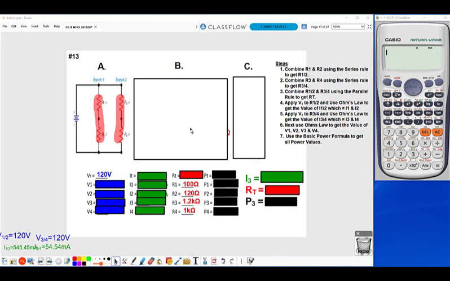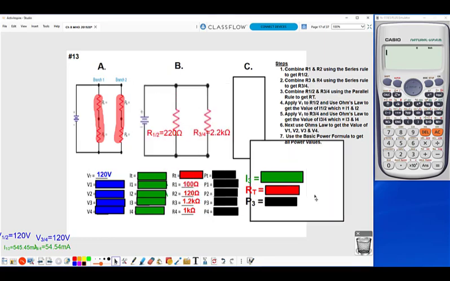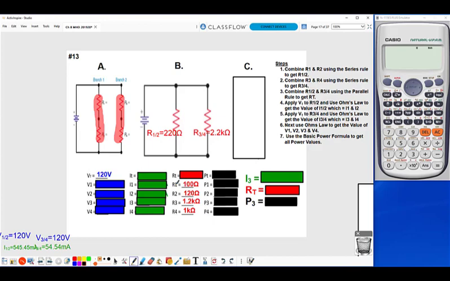So when I redraw this circuit, and this is a circuit that you have to redraw. Personally myself, I have to redraw this circuit in order to be able to do the calculations. So in my first redraw, what I have is R12, which is 220 ohms. I get that value by adding R1 and R2 together because R1 and R2 are in series. R3/4 is 2.2 k ohms. I get that by adding R3 and R4 together.